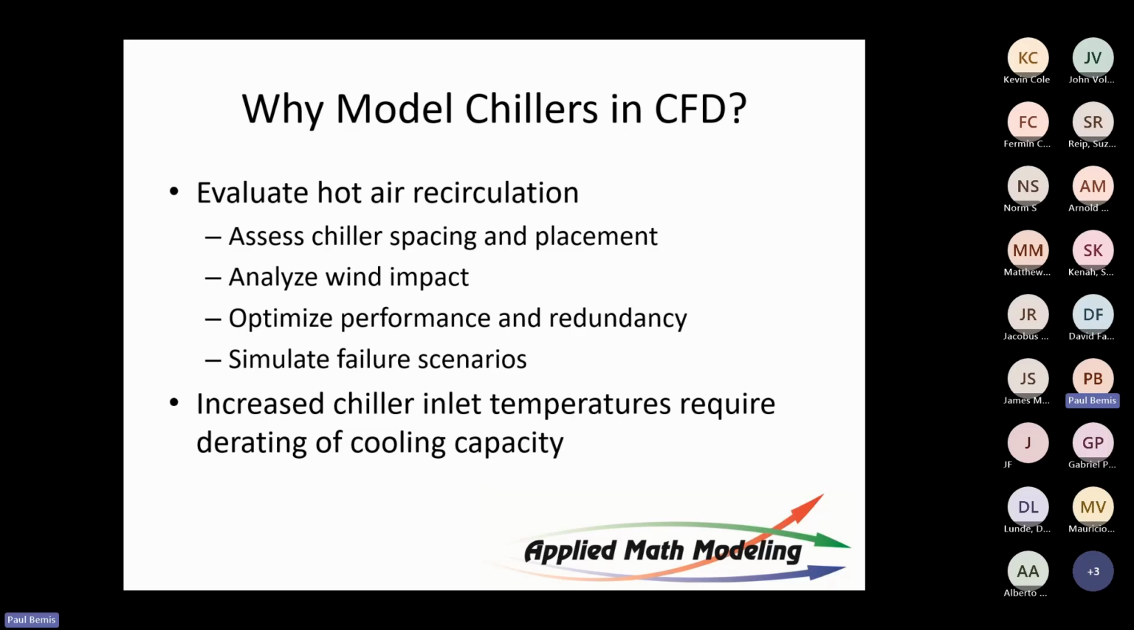The reason we're modeling them is because of recirculation, spacing, impact of wind, what happens if one's not working, performance, redundancy, failure scenarios. And it's really inlet temperatures that we're interested in, because the spec sheet may tell you it's 400 kilowatts capacity, but that's on a good day without the wind blowing. If it's a bad day and the wind's blowing, you've got to derate that device. And the question becomes, how much do you have to derate it? The question you're trying to answer is, do I have enough cooling capacity to cool this data center or not? How many chillers do I need?